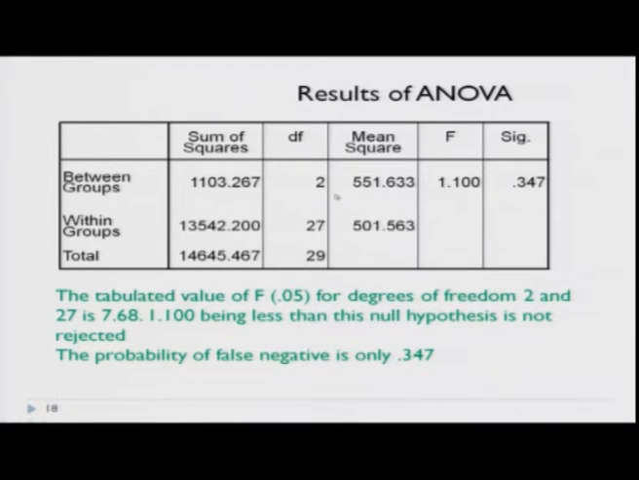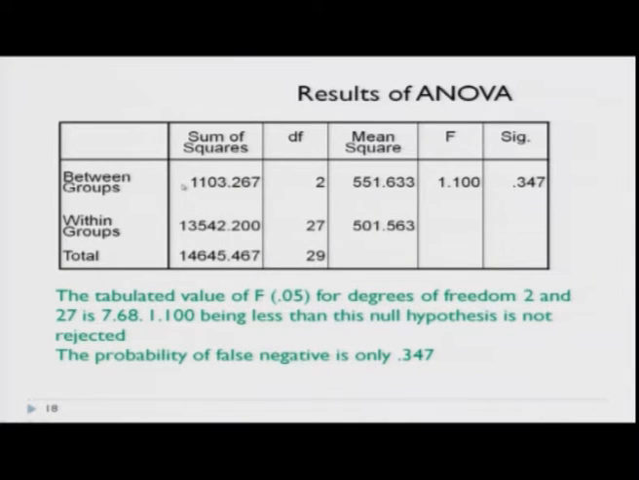Degrees of freedom of between, when the number of groups is 3, is 2. In case you have 3 groups each of size 10, the total number of subjects in the experiment is 30. So the total degrees of freedom is 29, and the difference between 29 and 2 is 27. This is the degrees of freedom of within groups.